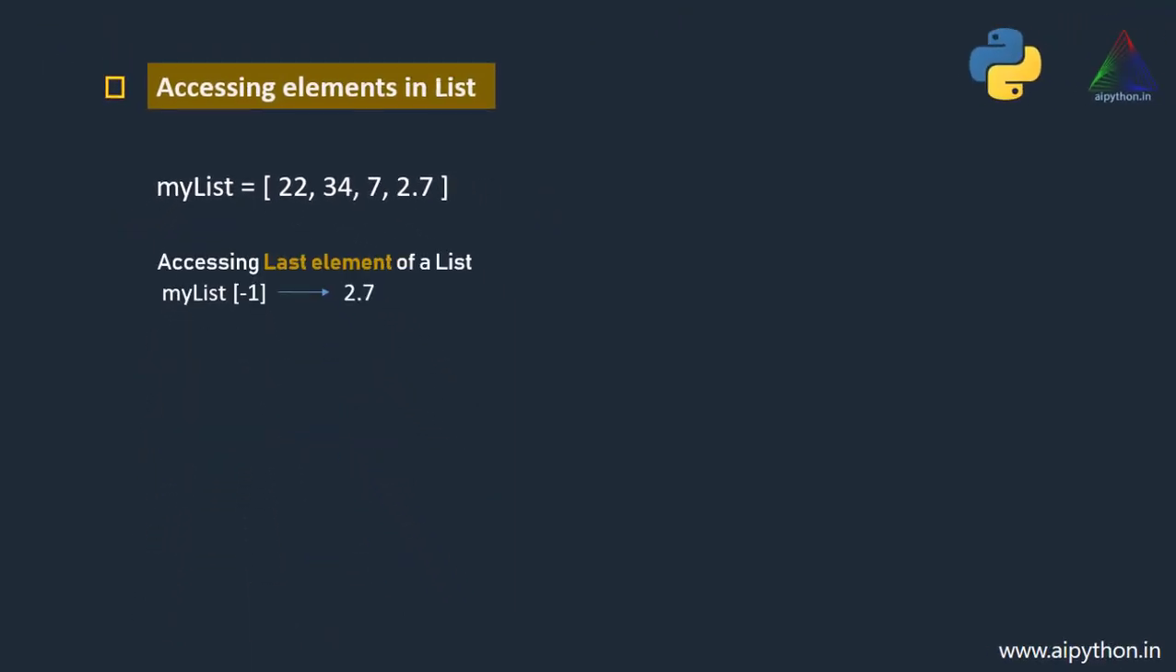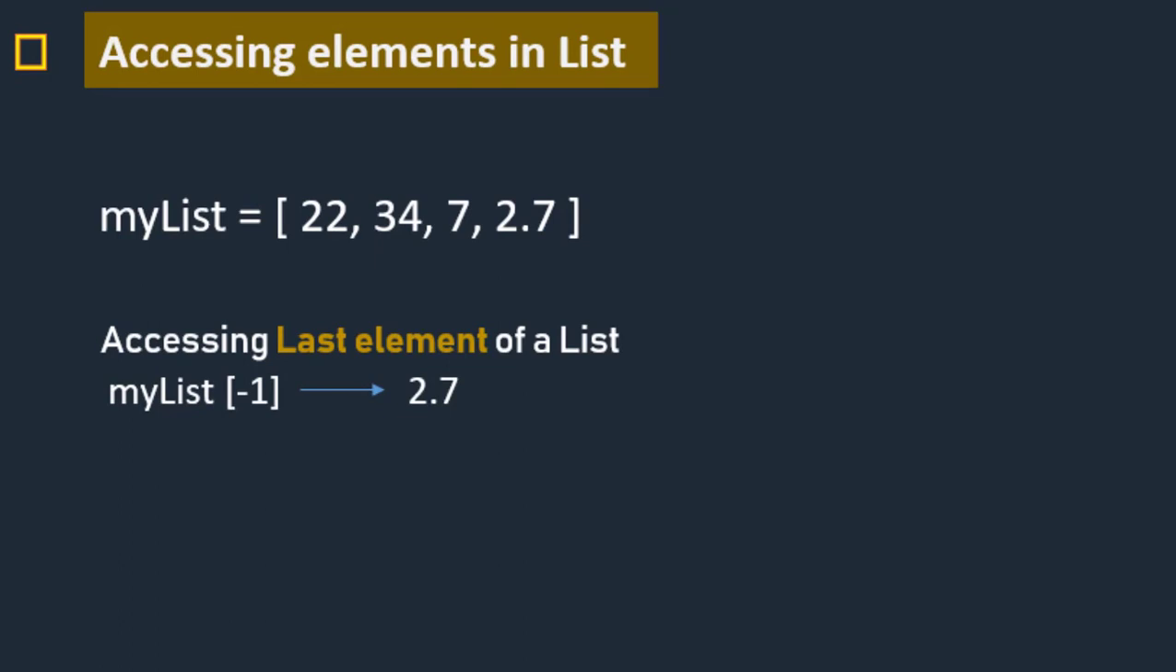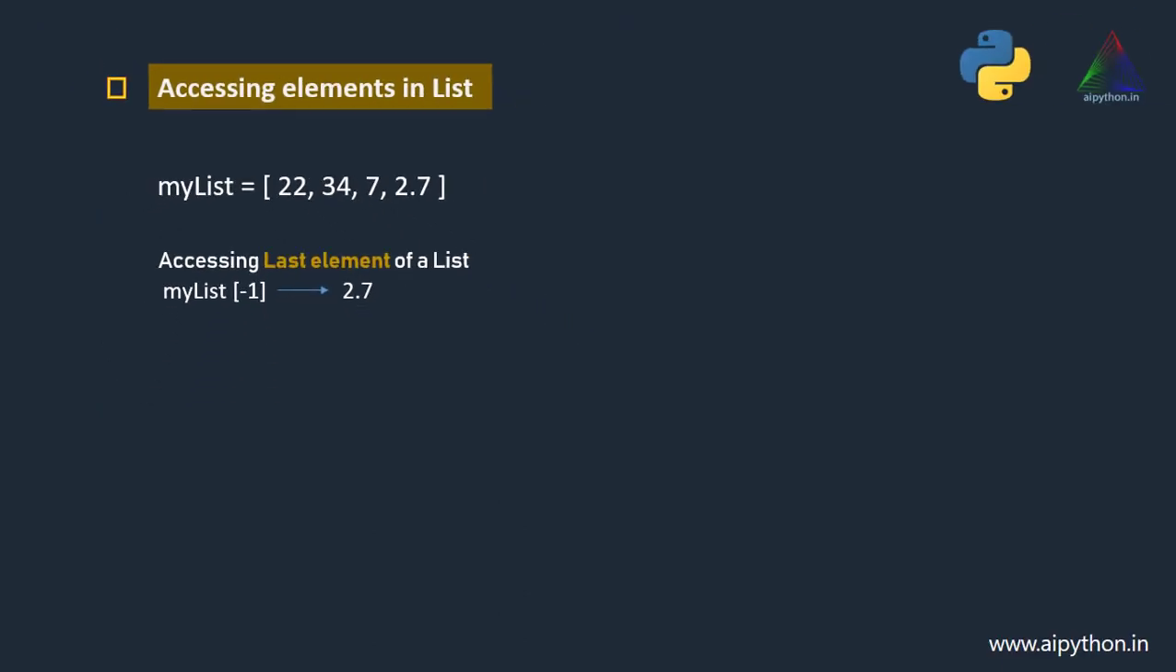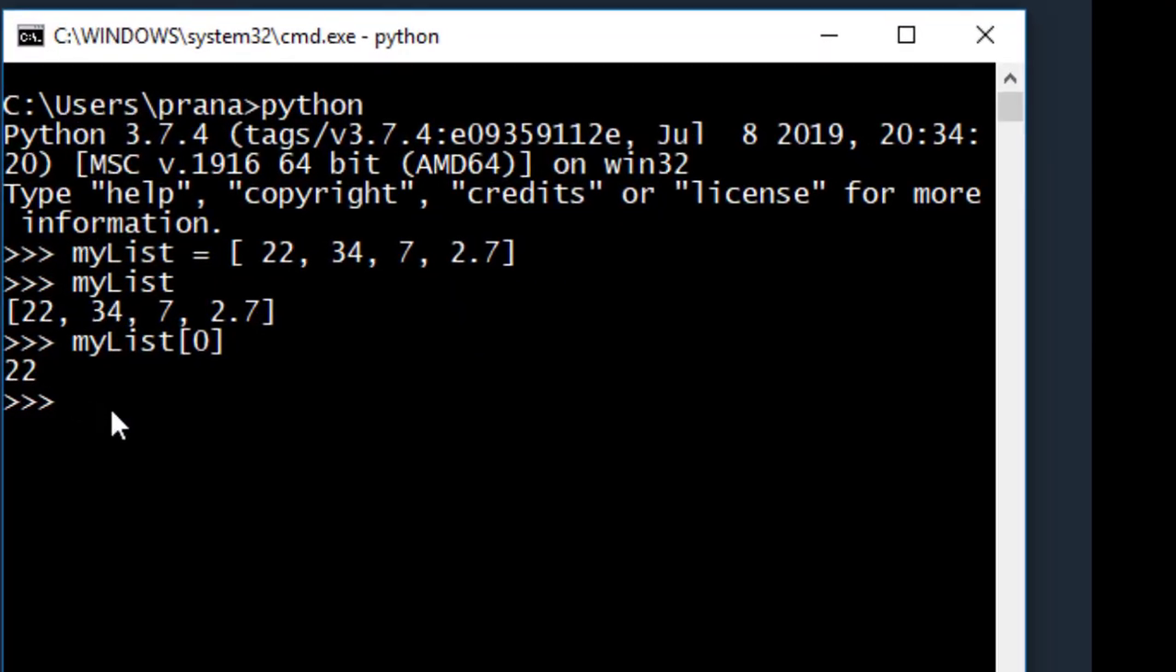So accessing the last element of a list. For example, the list is too long and you want to get the last element of the list, or the second last element, or the third last element, you can use -1. So -1 refers to the end of the list. So to access the last element of a list, you can use -1. We'll see through an example. For example, I want to access the last element. I can use -1 and I'll get the last element, 2.7.